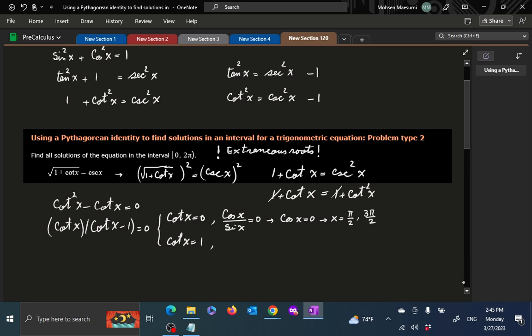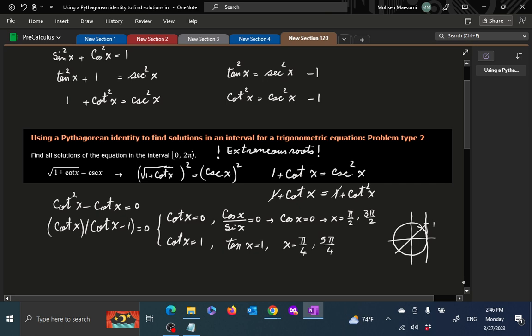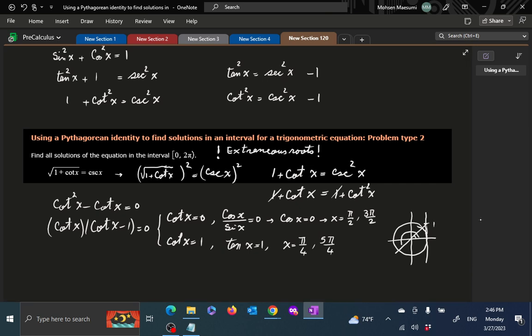Next, cotangent of x equal to 1. I can reciprocate both sides. That tells me tangent of x is equal to 1. And tangent of x equal to 1 means what? x has to be equal to pi over 4 and pi plus pi over 4, which is 5 pi over 4. Here is a reminder for tangent being equal to 1. Here is my 1. I connect to the origin. Here are my two roots, pi over 4 and 5 pi over 4.